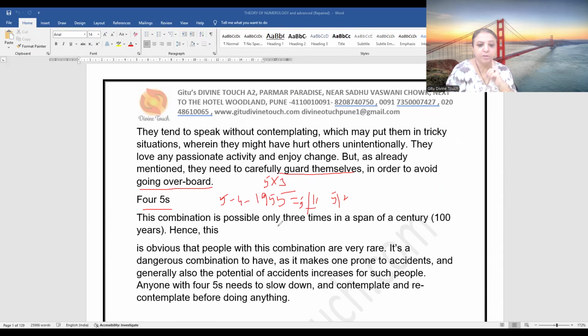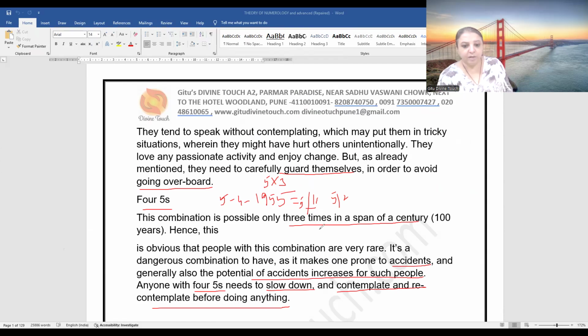Now four fives. This combination is possible only 3 times in a span of a century. Hence, it is obvious that people with this combination are very rare. It's a dangerous combination to have. It makes one prone to accidents. Generally, the potential of accidents also increases for such people. Anyone with four fives needs to slow down, contemplate and recontemplate before doing anything.